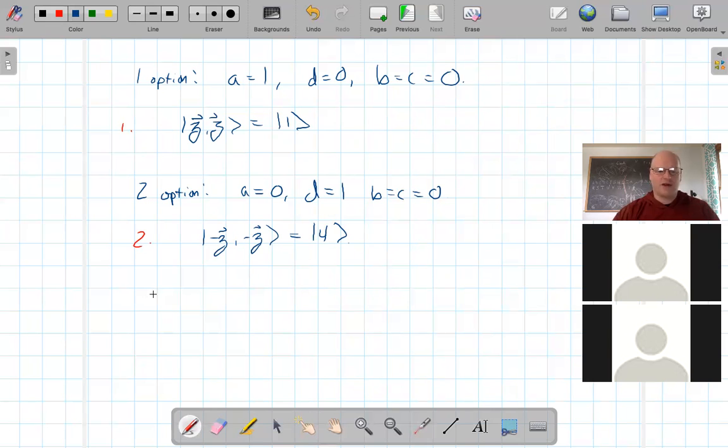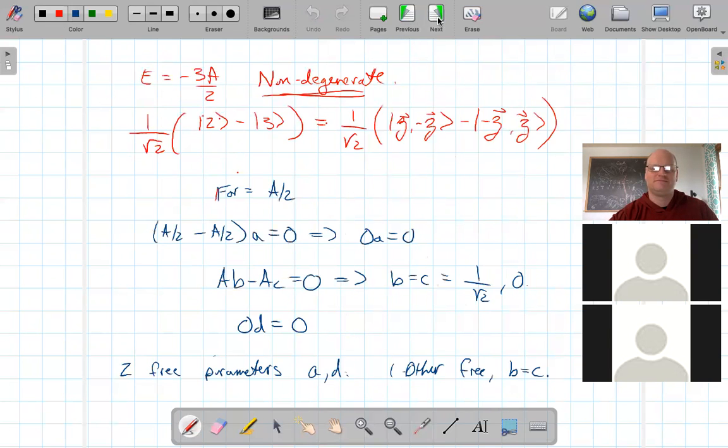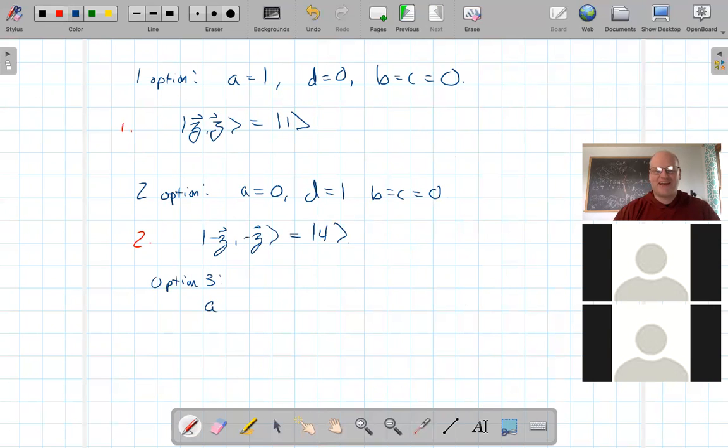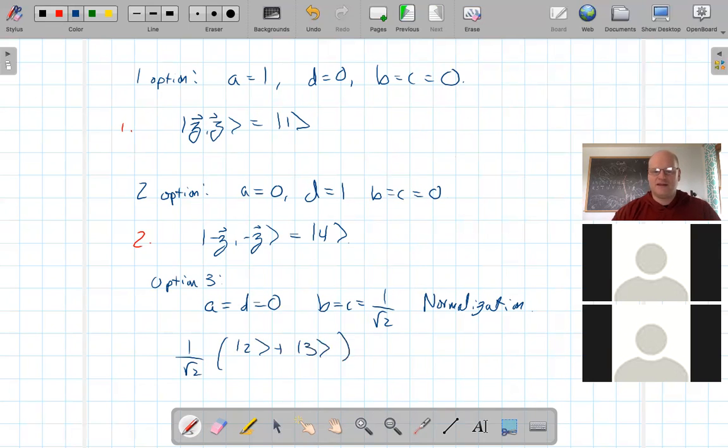The last choice I can make, or option number 3, is now I can choose a is equal to d, which is equal to 0, and then b is equal to c, which is equal to 1 over the square root of 2 from normalization. So in this case, my third possibility is I have 1 over the square root of 2 times the 2 state plus the 3 state, which is equal to 1 over the square root of 2 times the z minus z state plus the minus z z state. So this is the third energy eigenstate.